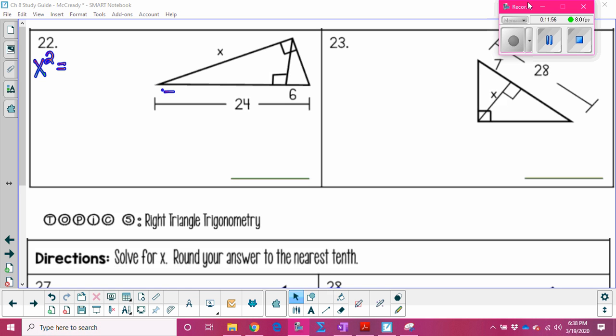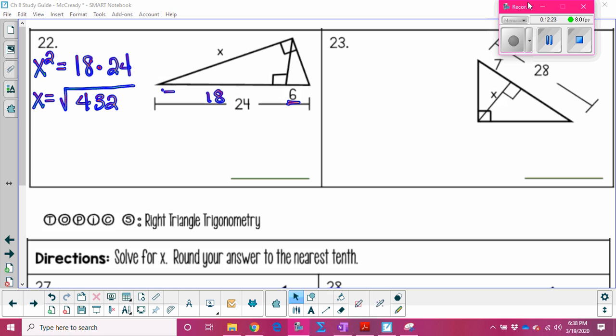We know this section of it is 6, so 24 minus 6 is what? 18. Okay, so that right there is 18. All right, times the length of the whole hypotenuse, which is 24. Okay, so to solve for x, you're going to have to take the square root of both sides. When you do, you get x equals the square root of 18 times 24, which is 432.